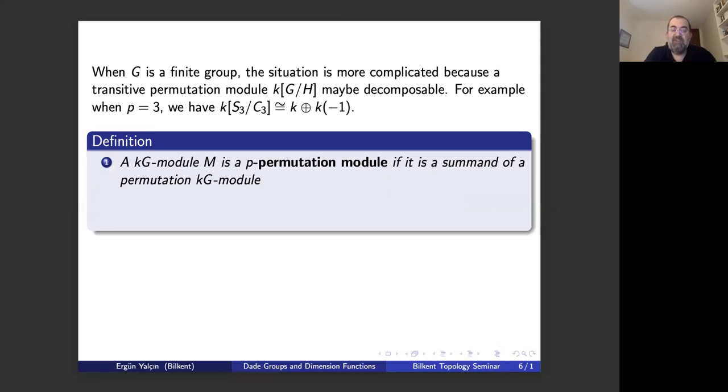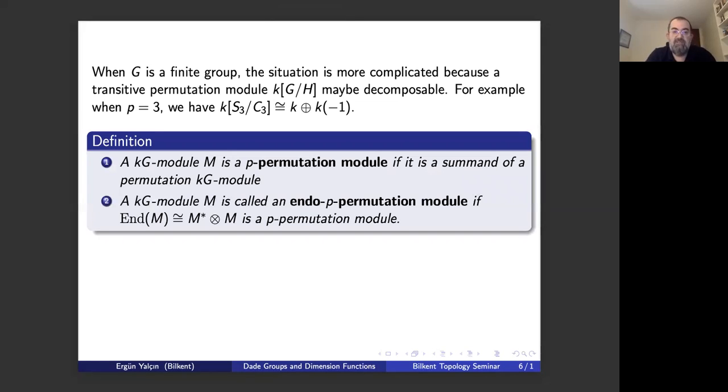So instead of studying permutation modules, one should work with p-permutation modules, which are defined as summands of permutation K G modules. Thankfully, there is a different description of these p-permutation modules, which I will give in a minute. Then you define an endo-p-permutation module as a module M such that M star tensor M is a p-permutation module. So everything becomes p-permutation.